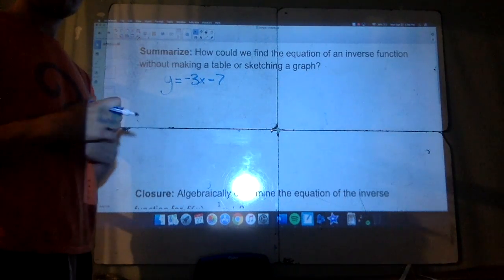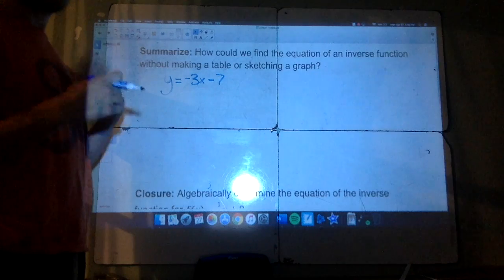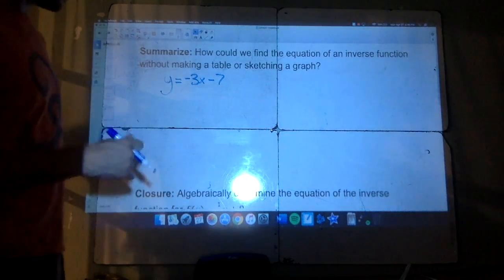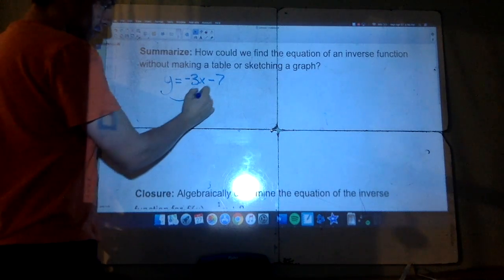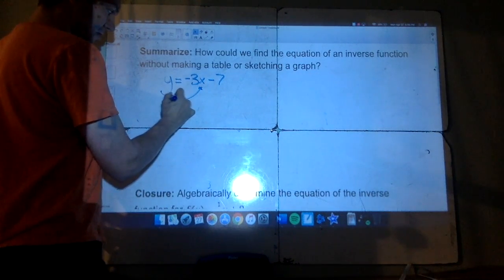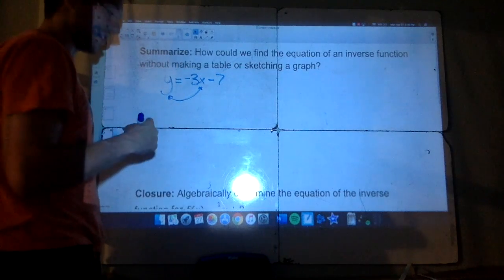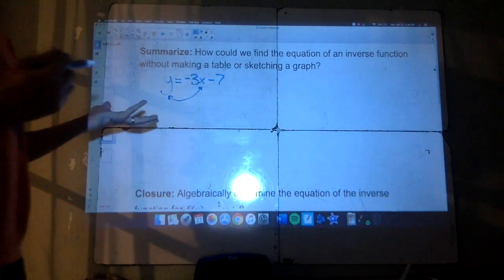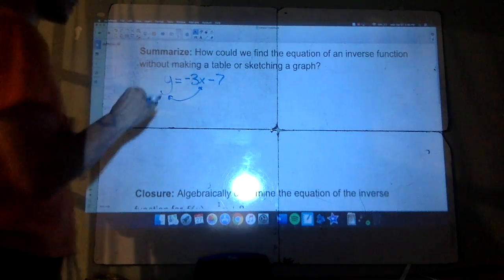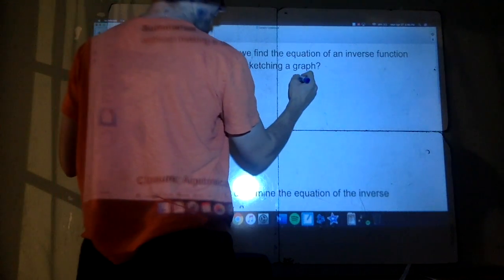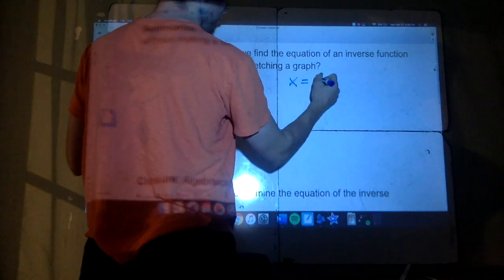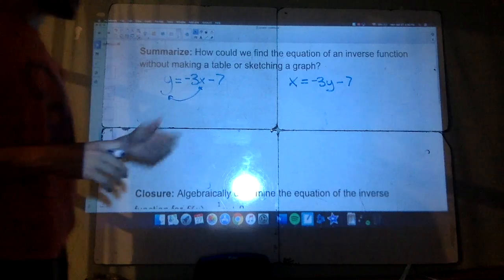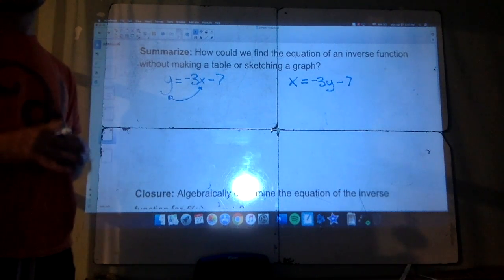So the way we're going to do this algebraically, without having to make that table or draw the graph and guess, is the first step: we're going to take our equation and switch the places of y and x. So y equals negative 3x minus 7, that's our equation from the original graph in the last one. We're going to write that as x equals negative 3y minus 7. So all we did is switch the places of the x and y.